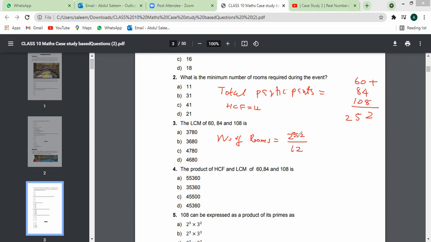If we cancel with 2, it is 126 divided by 6. If you cancel with 6, 6 in 12 is 2 times, in 6 is 1 time. So the answer is 21. The minimum number of rooms required during the event is 21.